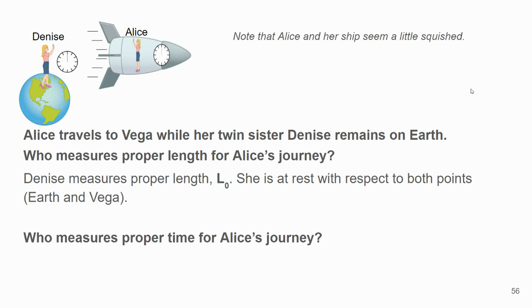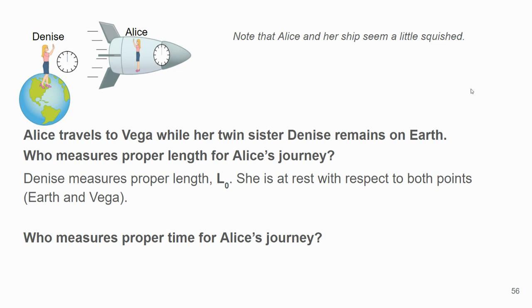Alice, on the other hand, is on board her spaceship. So Alice is at rest relative to the spaceship. She's at rest relative to the front and back of the spaceship. So Alice will measure proper length for the spaceship, whereas Denise will measure proper length from the Earth to Vega.